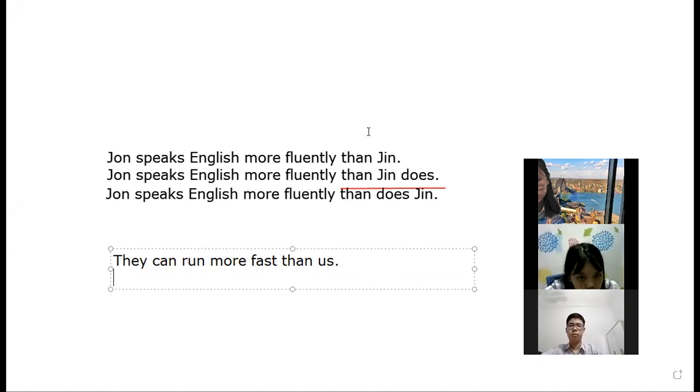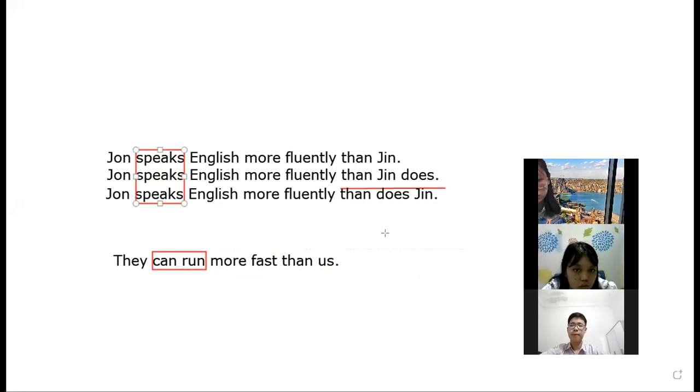Look at this one. As I said before, you have to pay attention to the verb. Ini kan ada can run. Ini kan ada fixed gitu ya. Okay, can run.